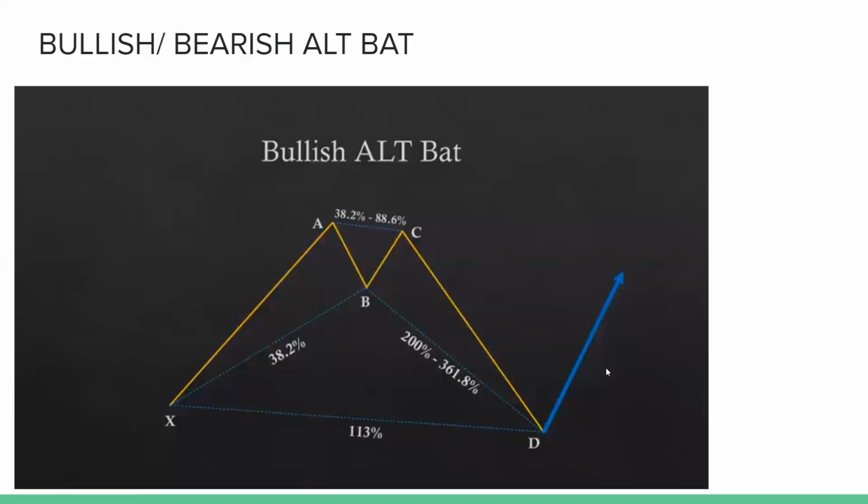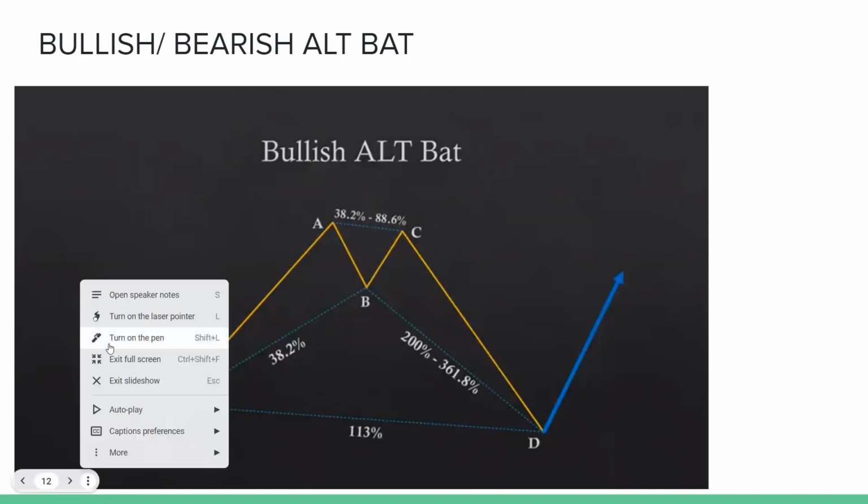Now, the alt bats. We have the bullish and the bearish alternative bats. I think we're going to just look at a few, then we call it. I think I'll finish the rest maybe next time, because at the end of the day, no one learns this quickly.